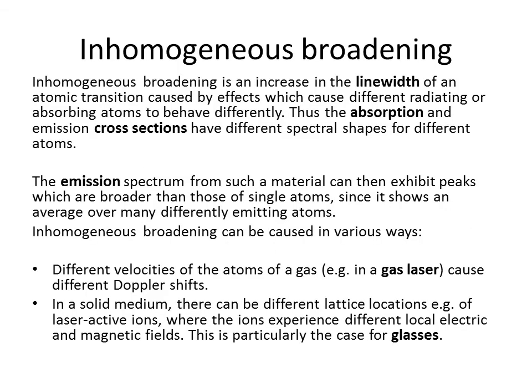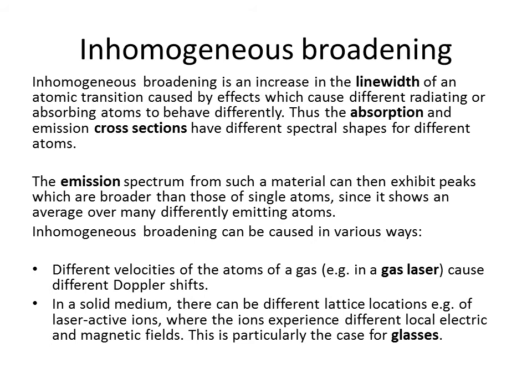And the second one is inhomogeneous broadening. In the case of inhomogeneous broadening, all the emitting atoms do not contribute equally to the broadened output, or all the atoms will be unequally affected by the line broadening mechanism. So that will result in inhomogeneous broadening.